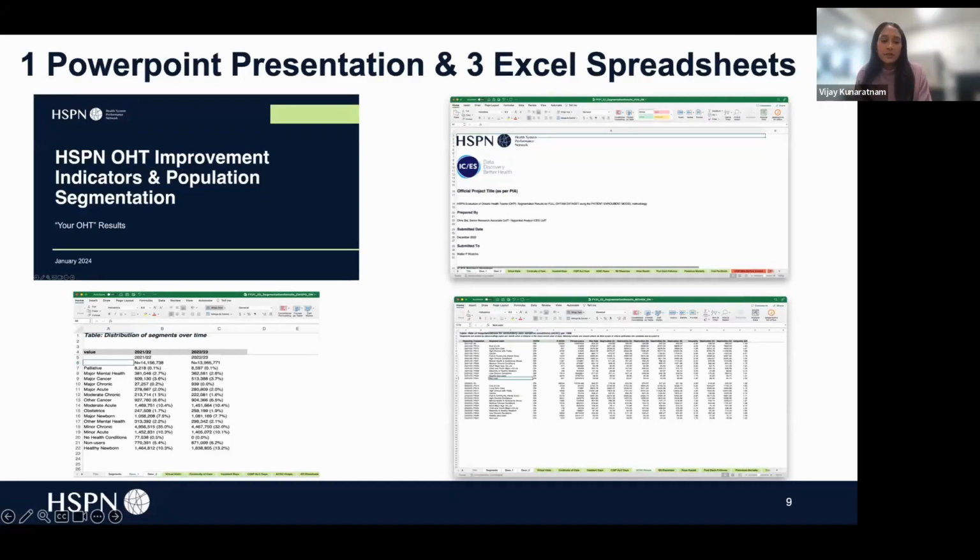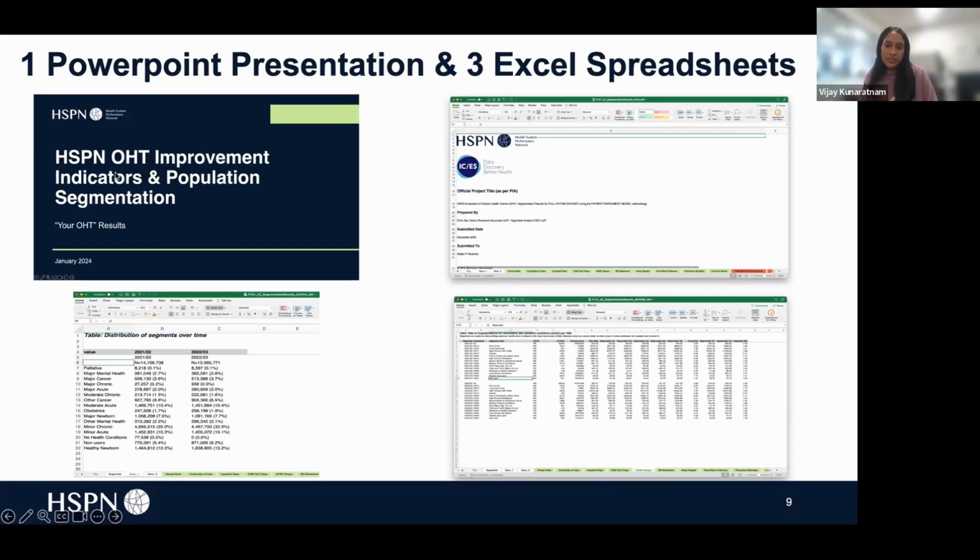So I'm just going to spend a few minutes talking about how we've reported on some of these indicators and go into a little bit of detail on how to interpret some of the graphs that you have been sent in your PowerPoint presentations. So each of the 53 OHTs has received a PowerPoint presentation which presents their OHT results. And within that presentation, we've included a little bit of sample interpretations that we hope you find very useful when you're looking at your data.